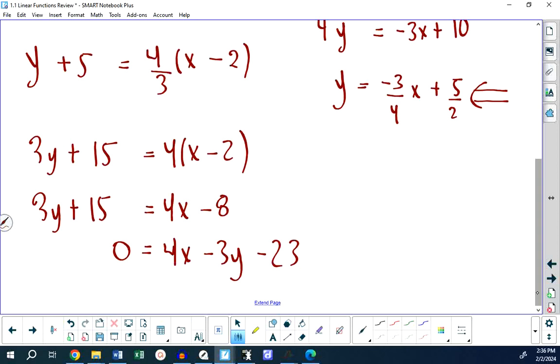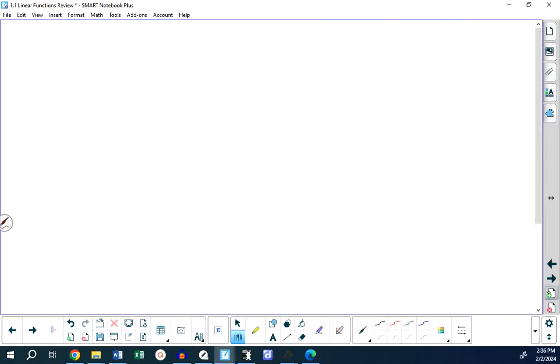And we're done. But I want to illustrate to you I think why this is preferable. Quite frankly, I don't care how you get here. I really don't, other than what's the answer, right? So what you could do is you could say that the slope is 4/3 and it passes through 2 comma -5.